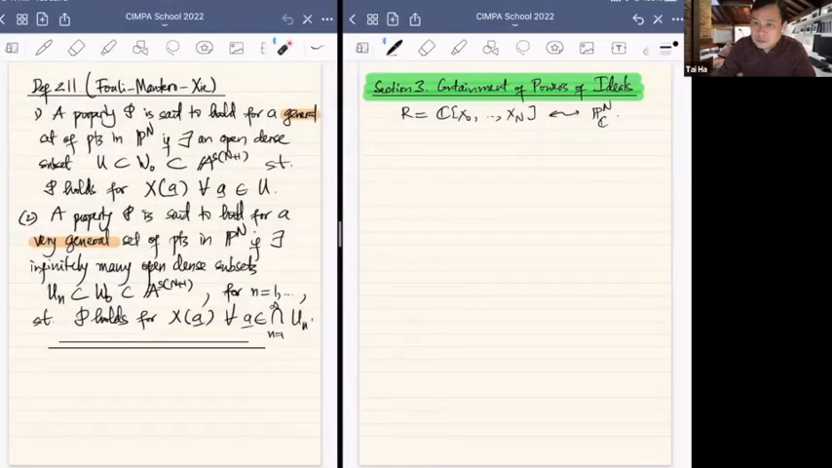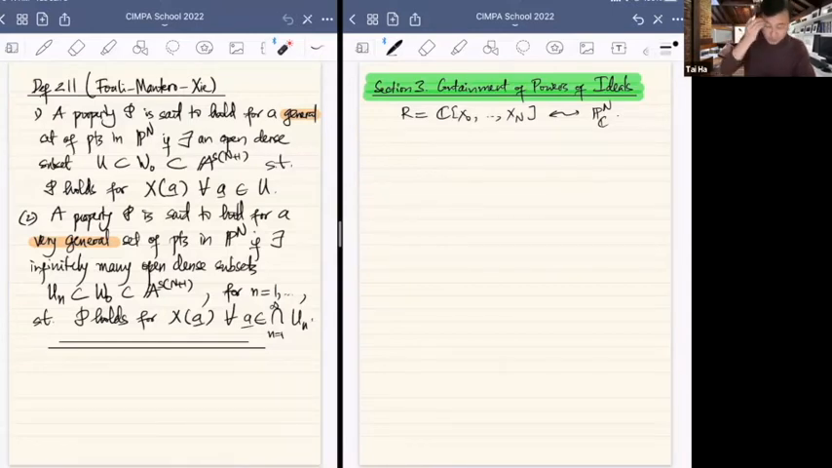Let's welcome Professor Tai Huy. This is his second last lecture in this CIMPA School. So he will be continuing his lecture on the containment of powers of ideals. Over to you, Professor Tai Huy.